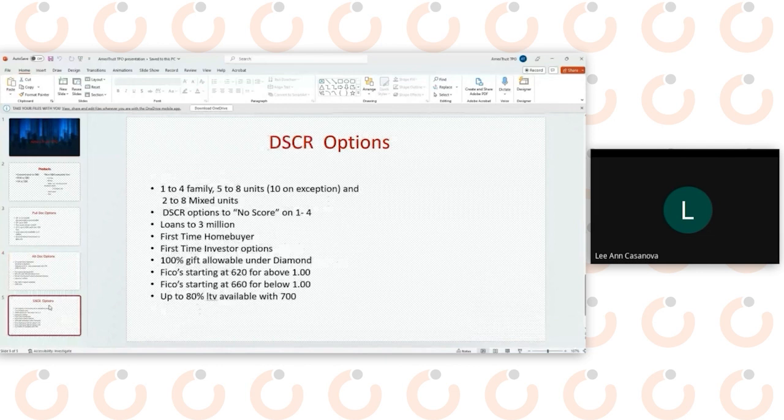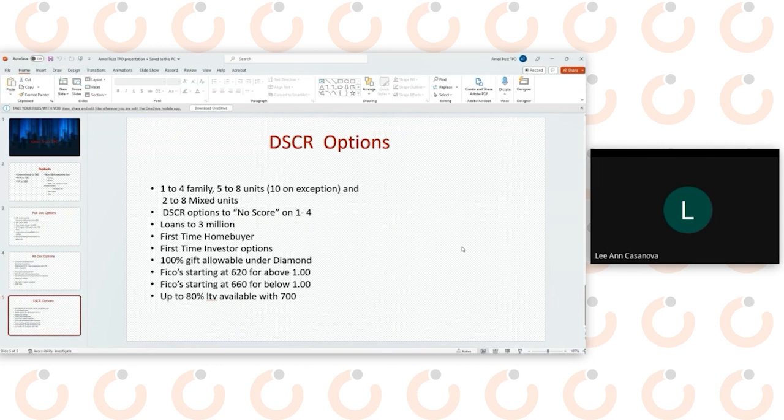Now, DSCR options is one of our biggest sellers here. As I was saying, we offer 1 to 4. We have 5 to 8 units. And actually, on an exception, we can do 9 or 10 units. And of course, we do the 2 to 8 mixed use. On the DSCR options for the 1 to 4 family, we actually have a no score option. So whether your DSCR ratio is 0.50 or 0.70, you have options available over here at AmeriTrust.